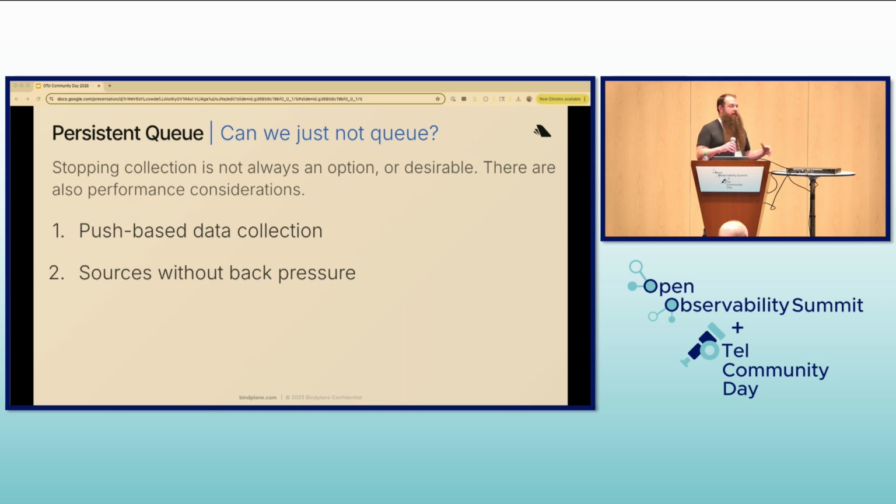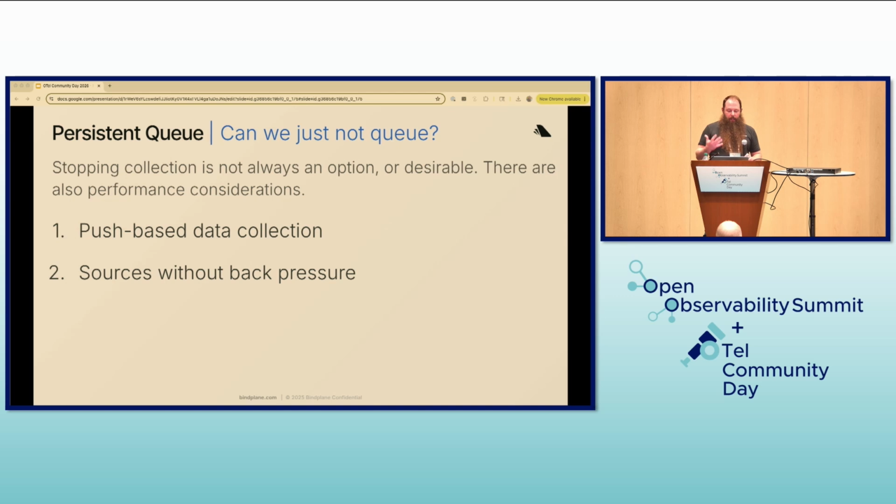One of the most common is when data is being pushed into the collector. And so it can be really challenging to tell those upstream systems, hey, stop sending me data. They're going to just keep sending data. So that's a great reason to then queue that data up when there are those issues downstream. There's also certain sources that simply don't handle back pressure very well. And those two things are sort of one and the same or tightly related, right?